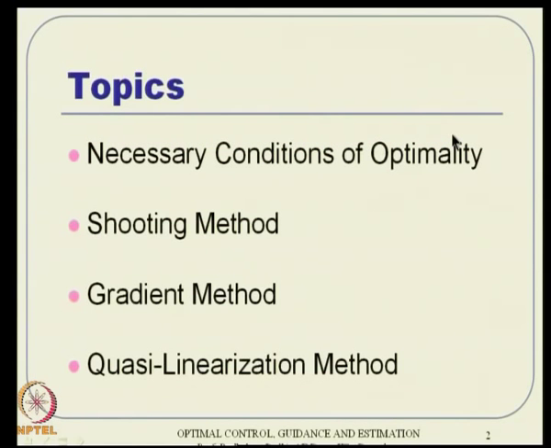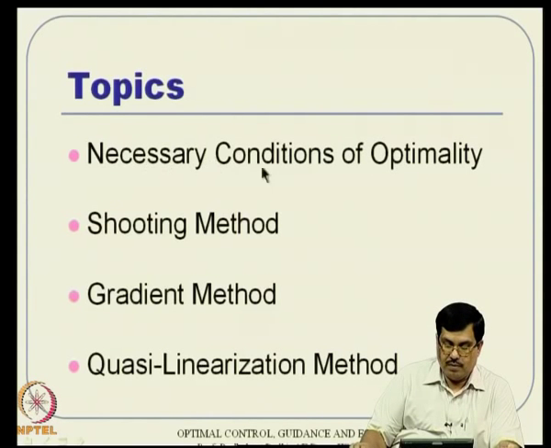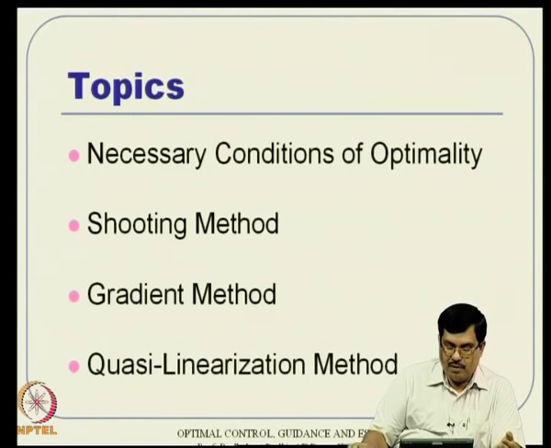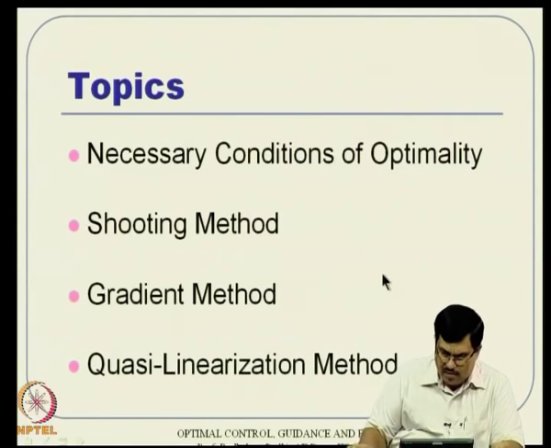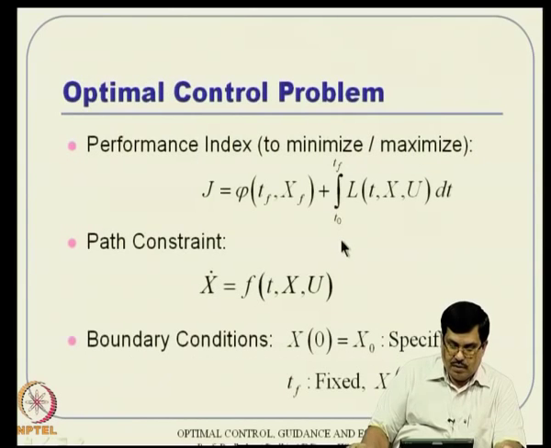Alright, so the topics covered in this lecture: first we very briefly review the necessary conditions of optimality, followed by 2-3 methods. The first one is the shooting method, followed by the gradient method and the quasi-linearization method. There are various other techniques as well, but it is not necessary to talk about all the methods. After knowing these techniques, you can look at some literature or book and follow the other techniques as well. Anyway, let us get started.